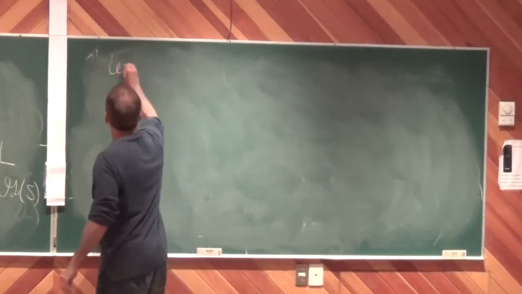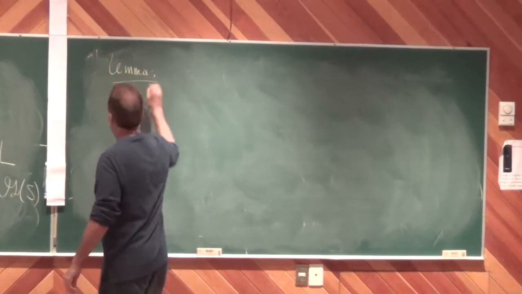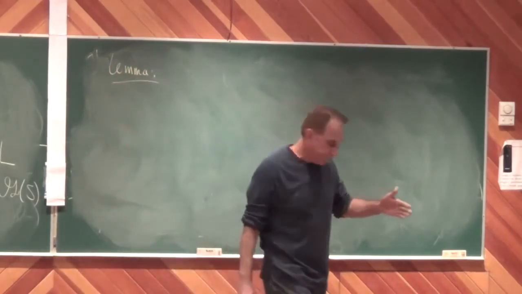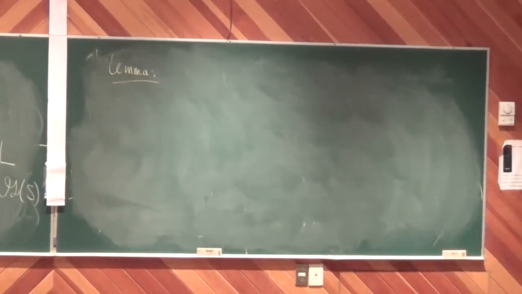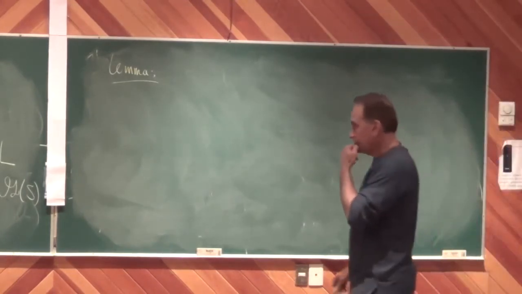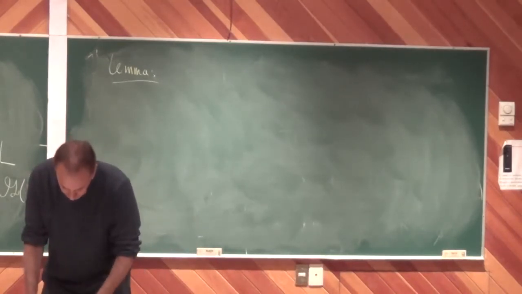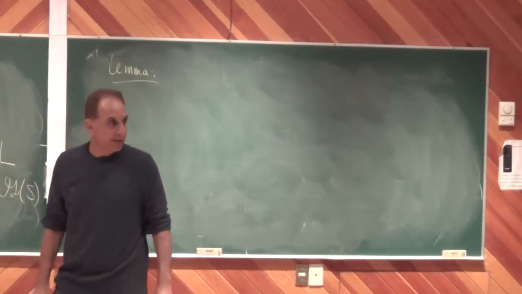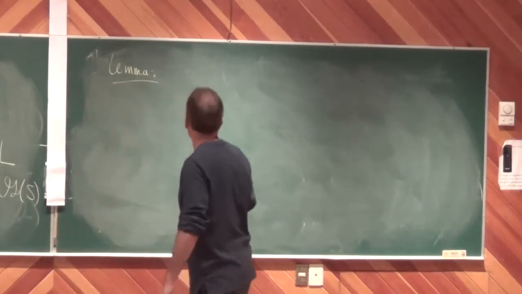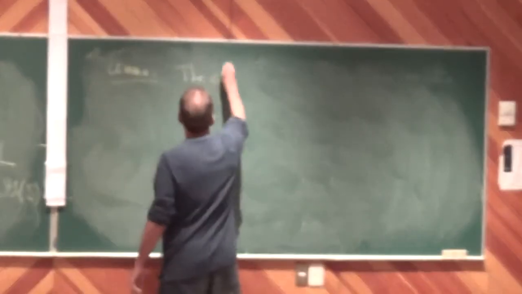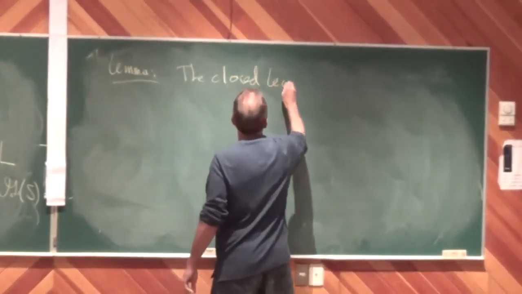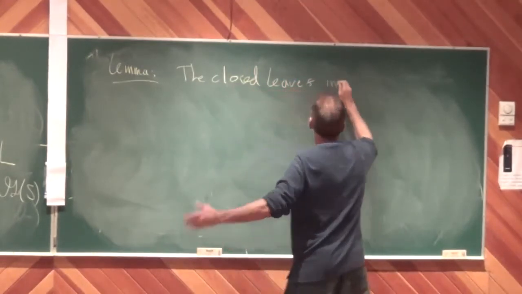So just a quick lemma here: the closed leaves in a DCL lamination are isolated in the DCL lamination. This is for any surface.